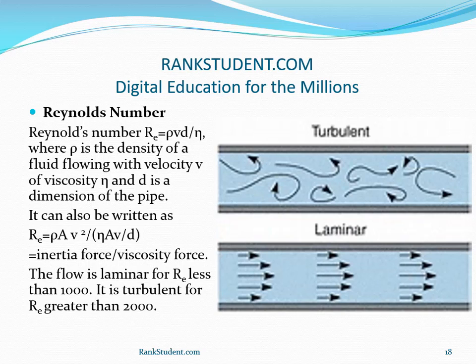Reynolds number is defined by rho v d over eta, where rho is the density of a fluid flowing with velocity v, viscosity eta, and d is a dimension of the pipe. It can also be written as rho a v squared divided by eta a v over d, which is the ratio of inertia force to the viscosity force. The flow is laminar for Reynolds numbers less than 1000. It is turbulent for Reynolds numbers greater than 2000.